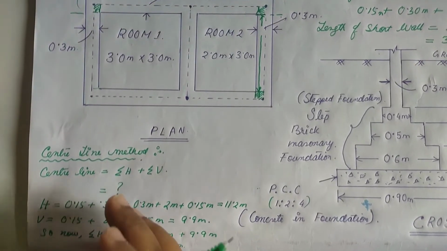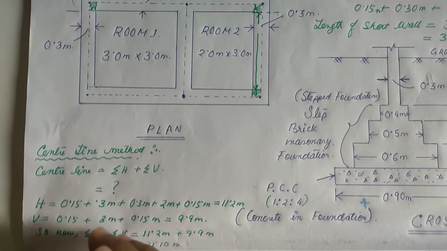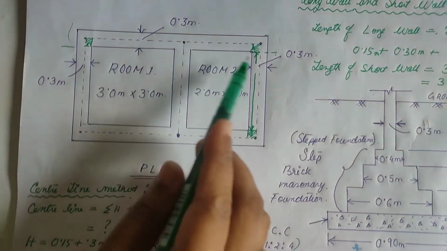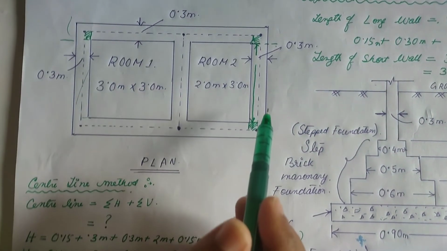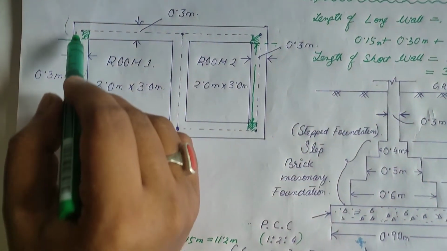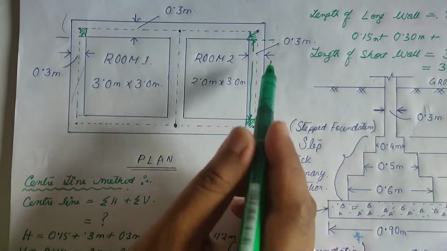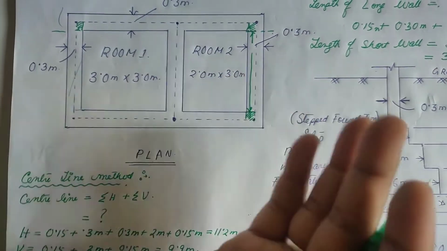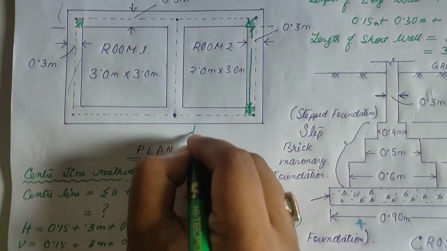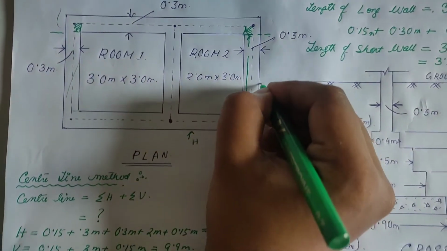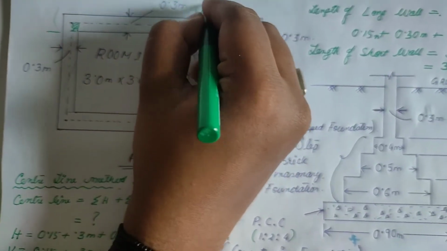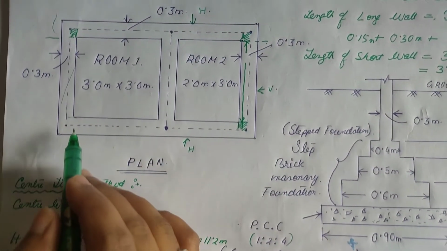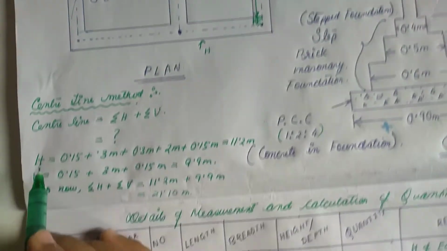In center line, we won't consider long wall and short wall. Instead, we will consider horizontal walls and vertical walls. So these two are horizontal walls and there are 3 vertical walls. As soon as you draw the center line on the plan, divide the horizontal and vertical lines. Suppose this is horizontal, this is vertical, horizontal. So first off, we will calculate the horizontal walls like this.